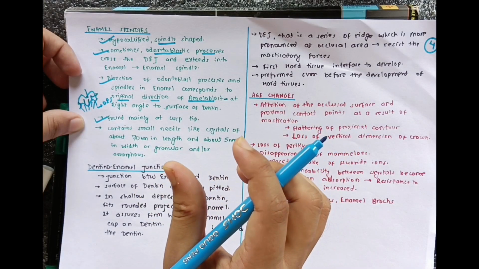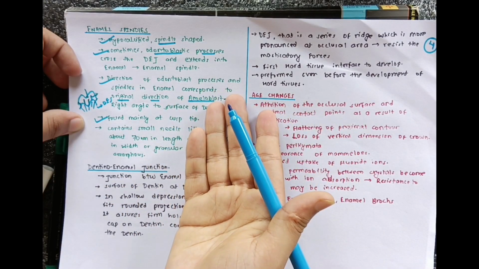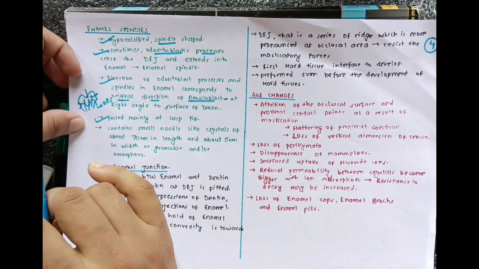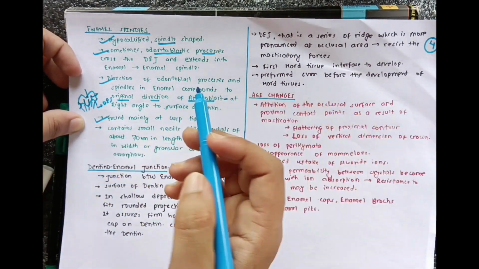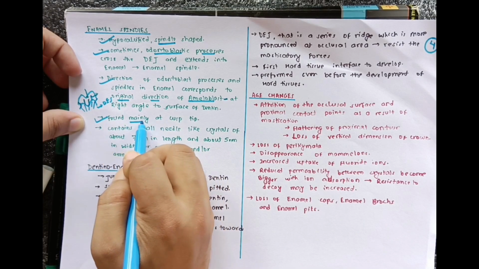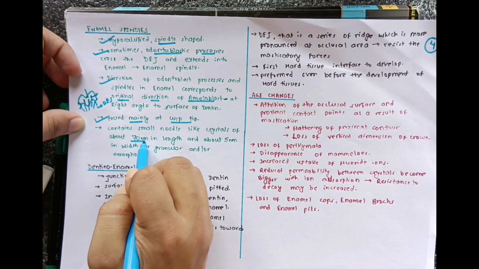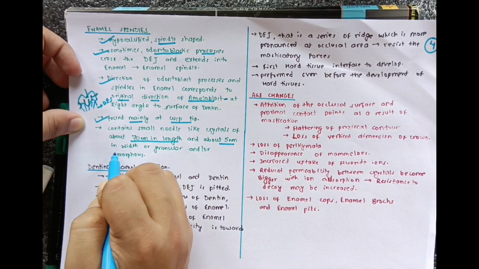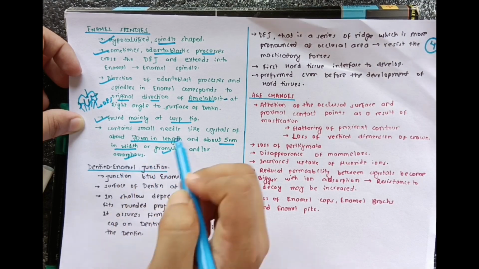They are found at the cusp of the tooth, whereas enamel lamellae and enamel tuft are not specific to the cusp of the tooth and are found everywhere in the tooth, but the enamel spindle is particularly found mainly at the cusp tip. Now, it contains small needle-like crystals of about 70 nanometer in length and about 5 nanometer in width, or granular or amorphous structures.